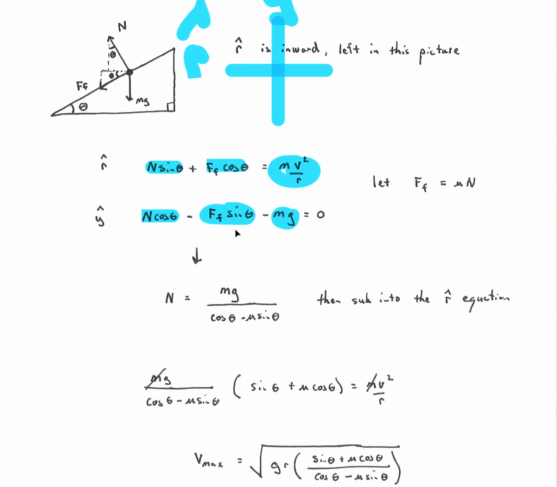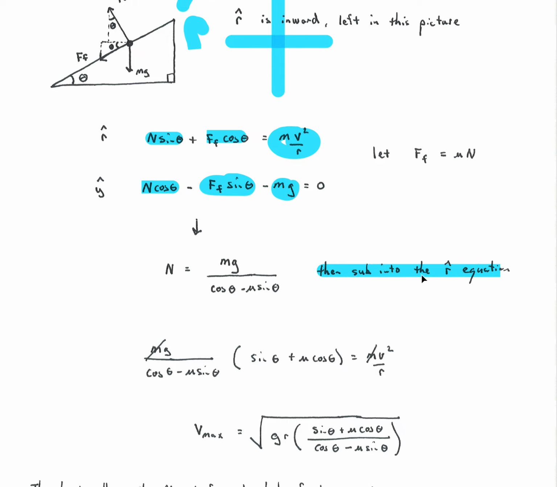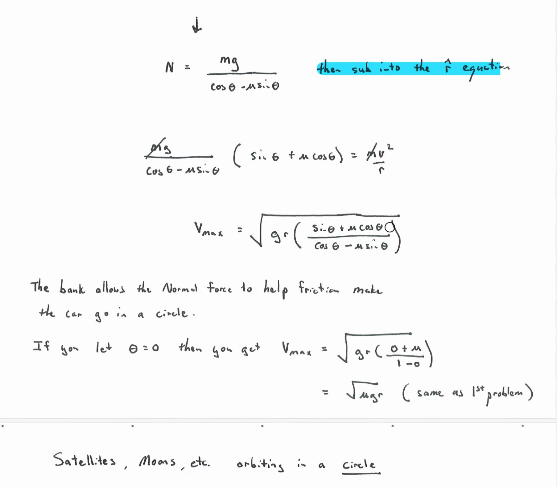So I look at the bottom equation and solve for the normal force. I then substitute that value into the top equation, do some algebra, and get the equation for maximum velocity. We usually are interested in maximum velocity. How fast can we go around this curve? And again, the whole reason the bank exists is that it allows the normal force to help friction make the car go in a circle.